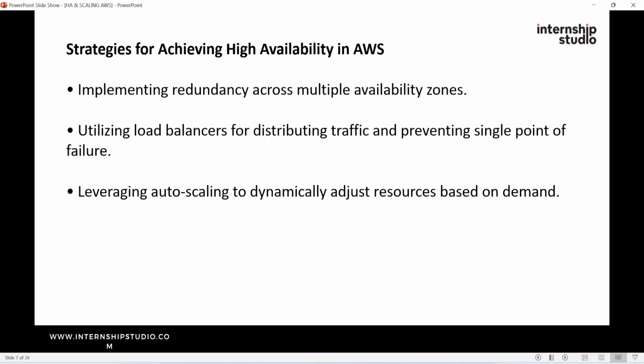AWS obviously has the world-class global load balancing feature with its variety of load balancers like application load balancer, network load balancer, and cross-zone load balancer as well.